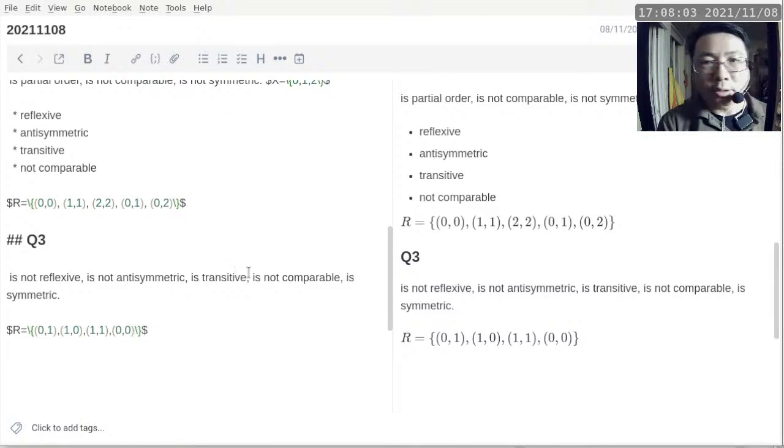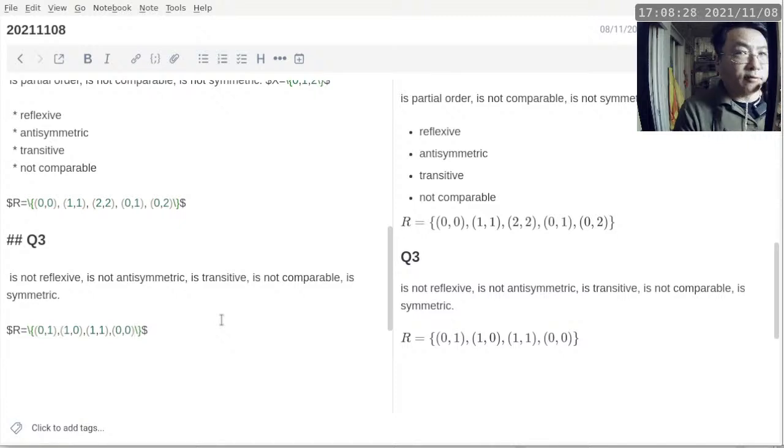Okay, excellent. All right, so now we have met not being reflexive, not being anti-symmetric. It is transitive. It is not comparable at this point, and it is also symmetric. I think I got my answer. So, any questions about how I got to the answer?